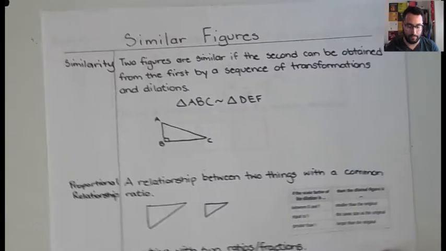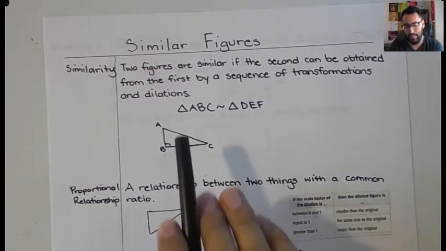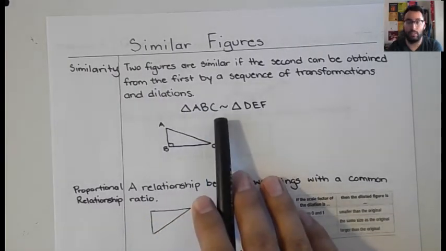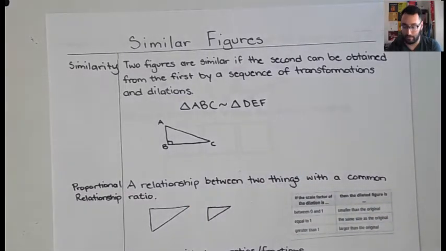So similarity. 2 figures are similar if the second can be obtained from the first by a sequence of transformations or dilations. We have this triangle ABC, which is right here. This symbol here is the symbol for similar. It's similar to DEF. So I'm just going to draw, and I want you guys to draw this as well.